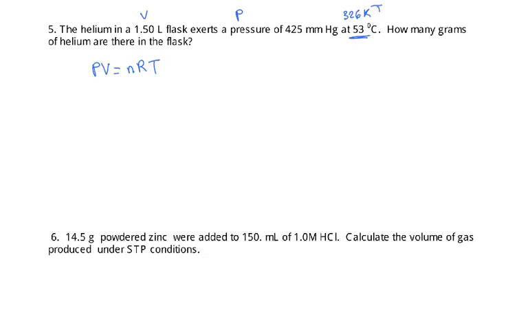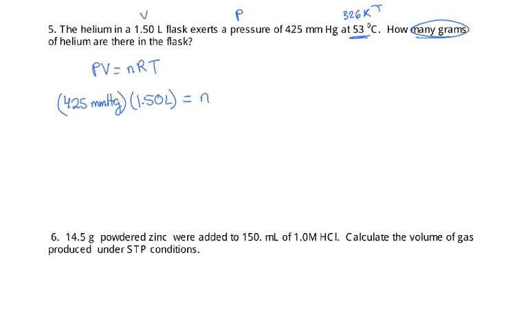Alright, so let's plug in our numbers. Pressure is 425 millimeters of mercury. Volume is 1.50 liters. And they don't give us amount. They're asking for grams, so basically they're asking for amount. They want you to find the moles, which is N. That's what we're solving for, and then we're going to change that to grams to solve the question. So N is our variable that we're solving for.